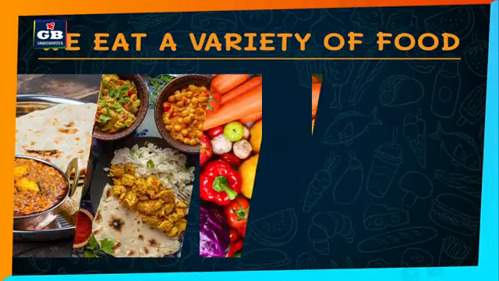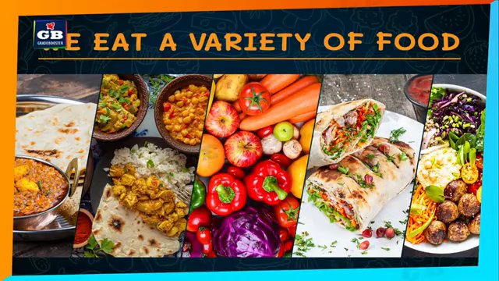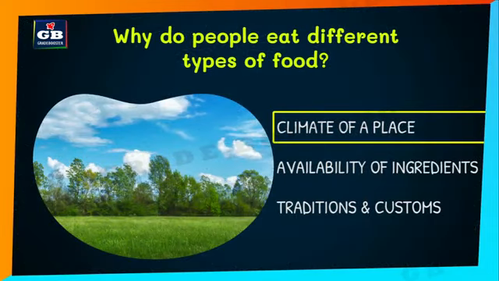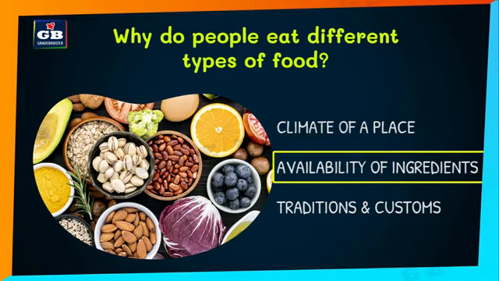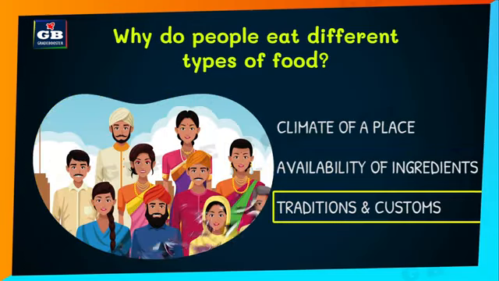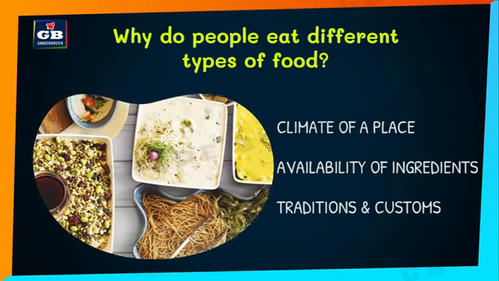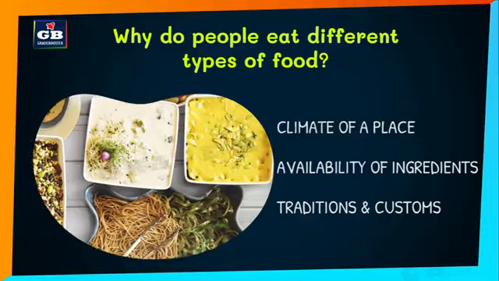Now let us see variety of food. We eat a large variety of food. Do you know why there is a variety of food? Why all the people on this planet do not eat same type of food? Let us see. The variety of food is due to different things like 1. Climate of a place, 2. Availability of ingredients in that particular region, 3. Traditions and customs of that particular place. So, depending upon the above things, people at different places eat different foods.